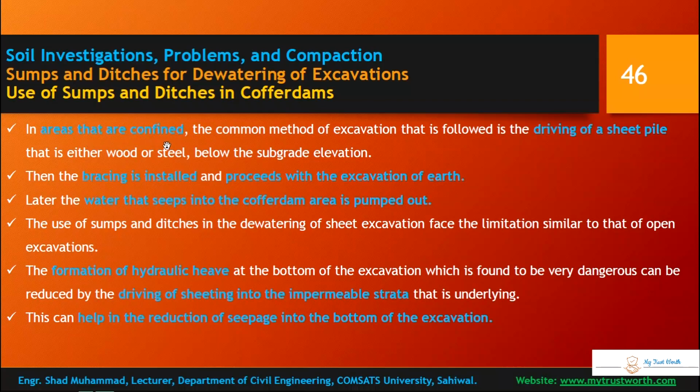Uses of sump and ditches in coffer dams. In areas that are confined, in coffer dams, the common method of excavation that is followed is the driving of sheet piles, either wood or steel, below the subgrade elevation. Then the bracing is installed and the excavation of earth proceeds. Later the water that seeps into the coffer dam is pumped out.